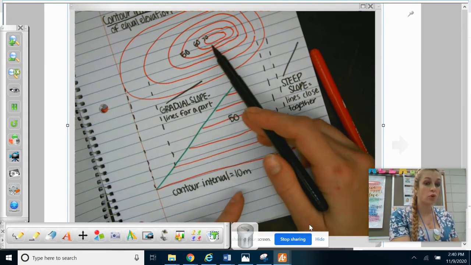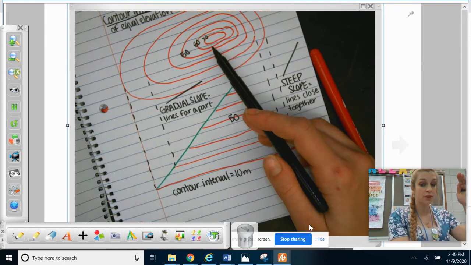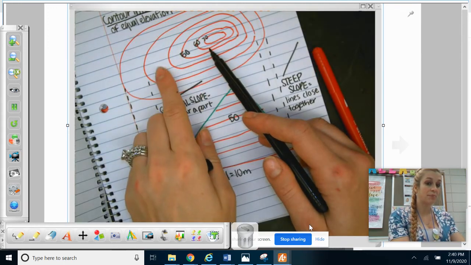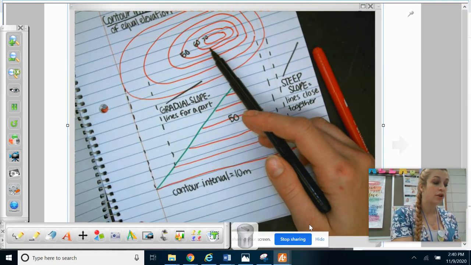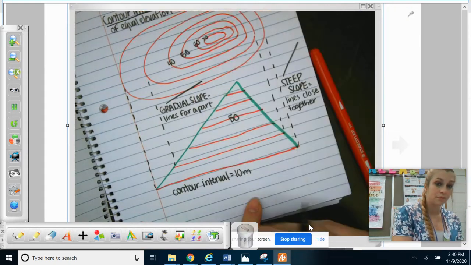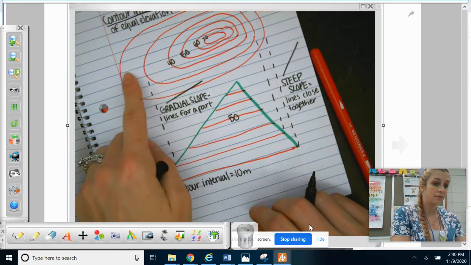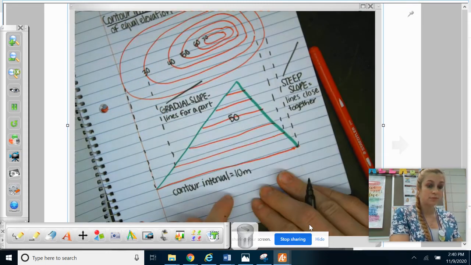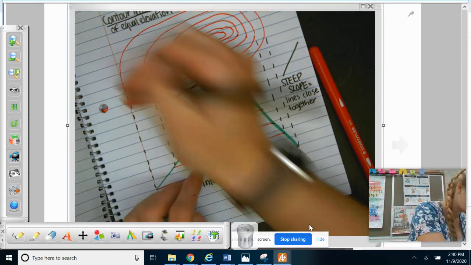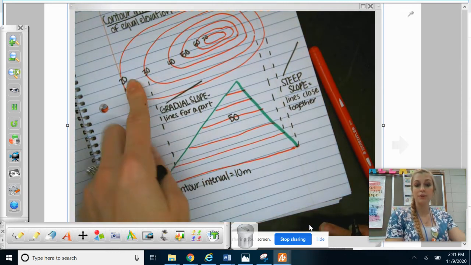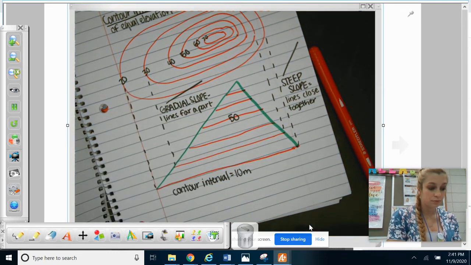If you're going towards the smaller circle, you're moving up, so you're increasing in elevation. If you're going towards the bigger circle, you're moving down, so you're decreasing, so we would subtract. This would be 40. And if we go down again, this is going to be 30. Again, 20. So that means our map starts 20 meters above sea level.